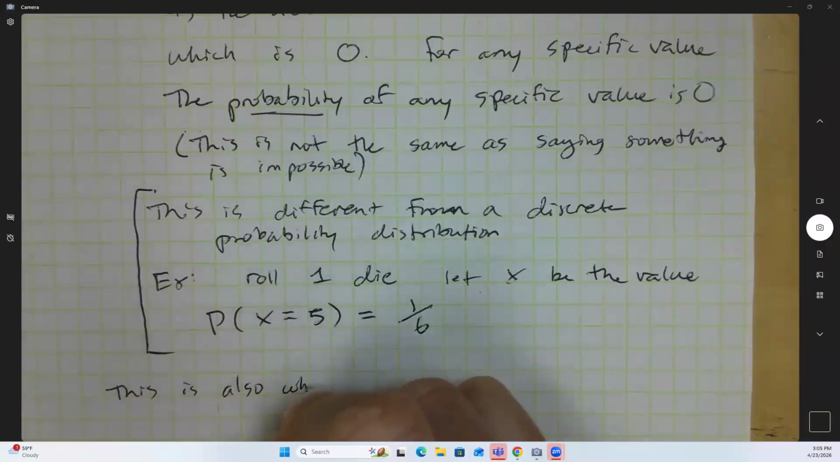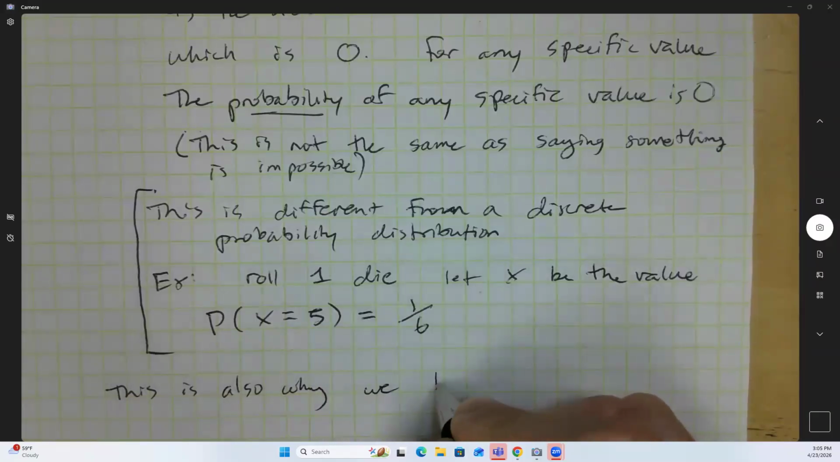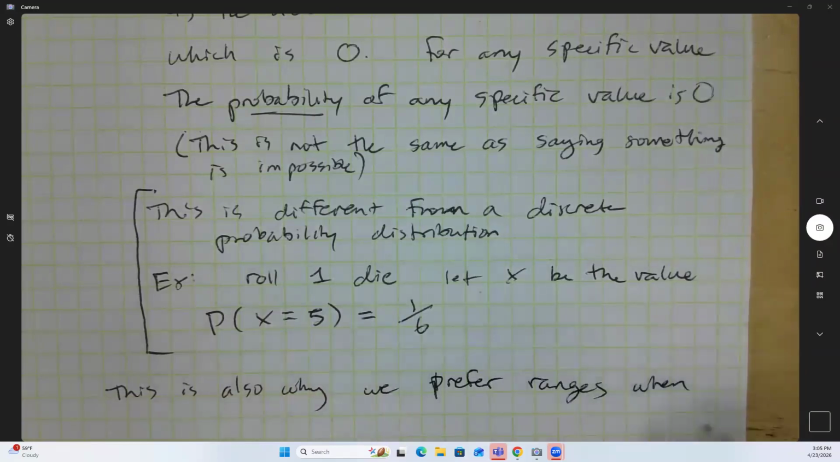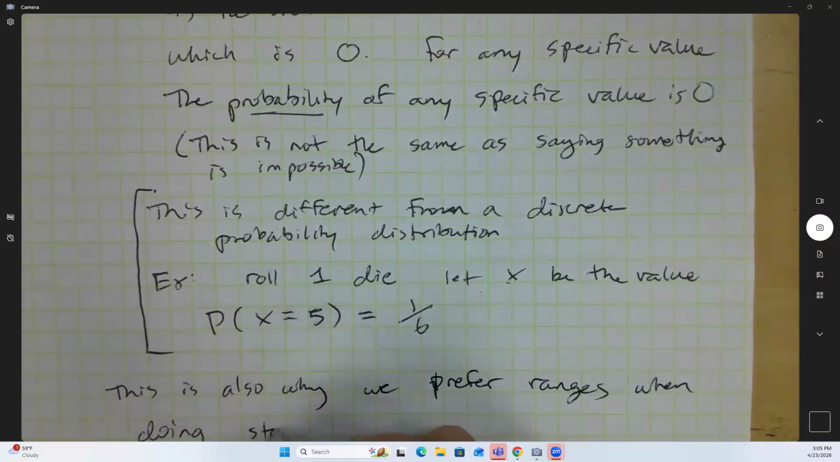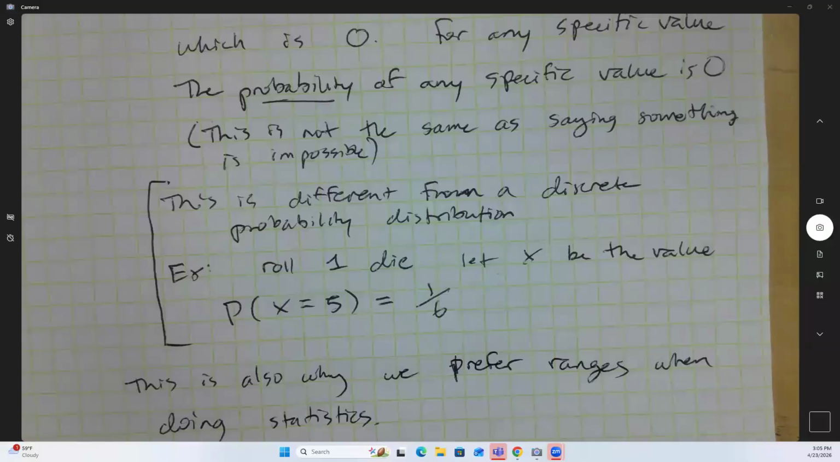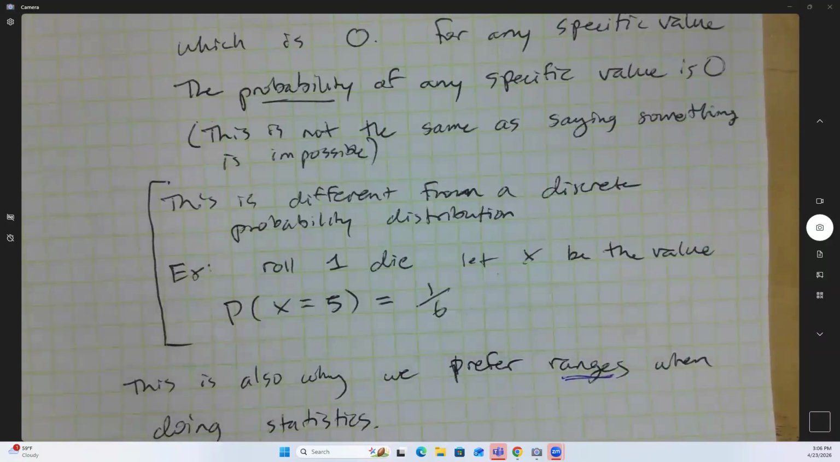This is also why we prefer ranges when doing statistics. If we're looking for extreme values, we don't look for a specific value. We say something above that value, for that range above the value. We'll come back to this again and again, especially when we start doing hypothesis tests in a couple of weeks. But one reason we prefer talking about ranges instead of specific values is because of this idea of continuous probability.